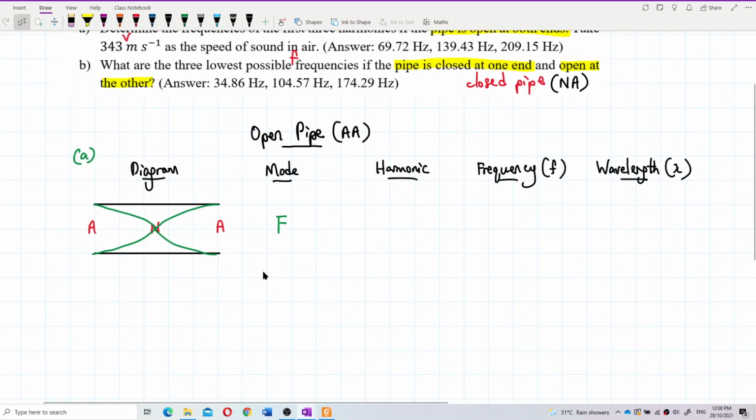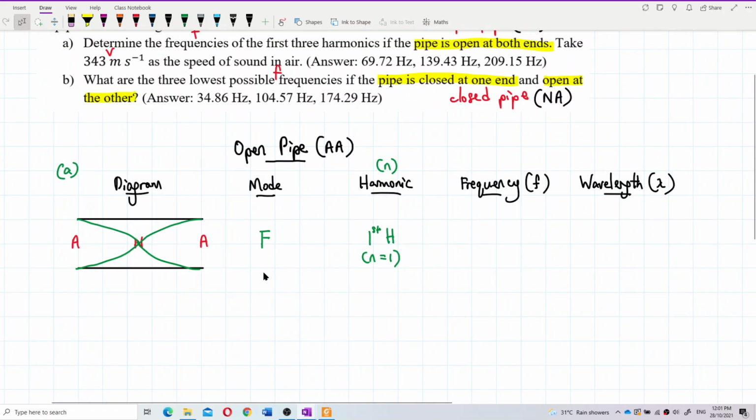This is also called the first harmonic, which is n equal to 1. The harmonic means the n value. Remember, an open pipe has all harmonics. It's just like the string, which is node with node. So the open pipe and the string both have all harmonics.